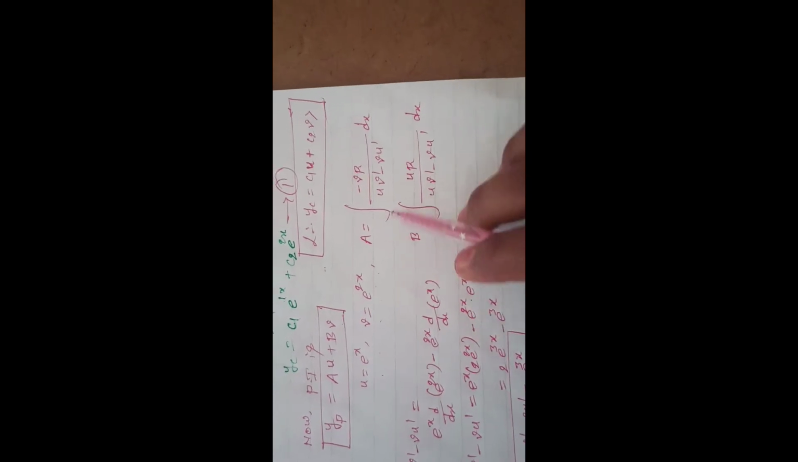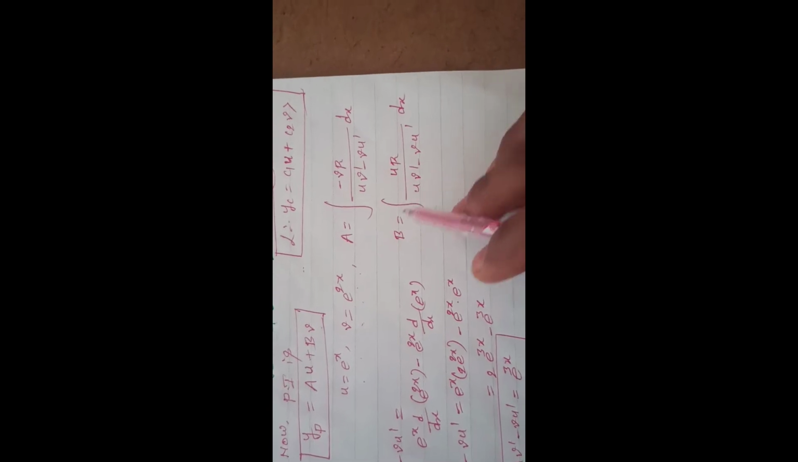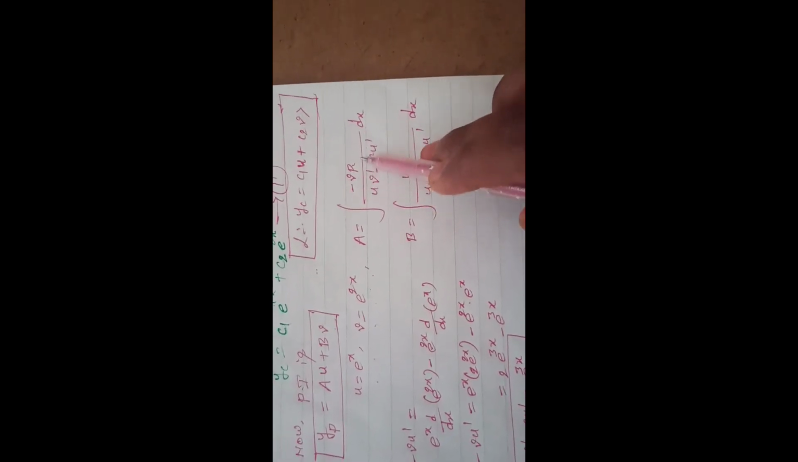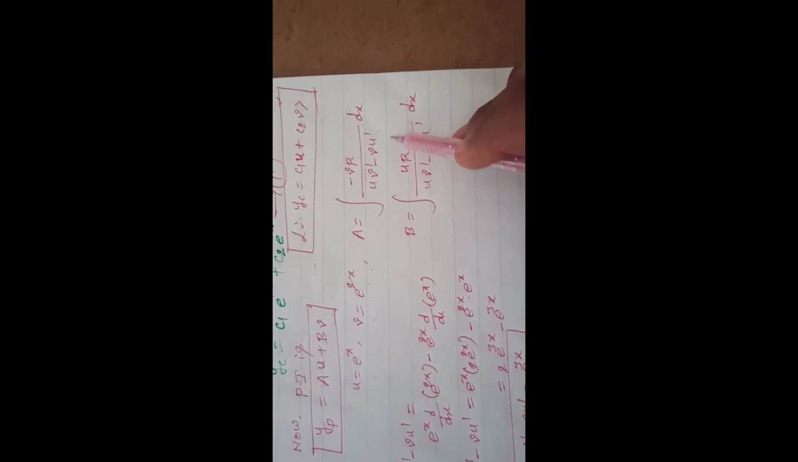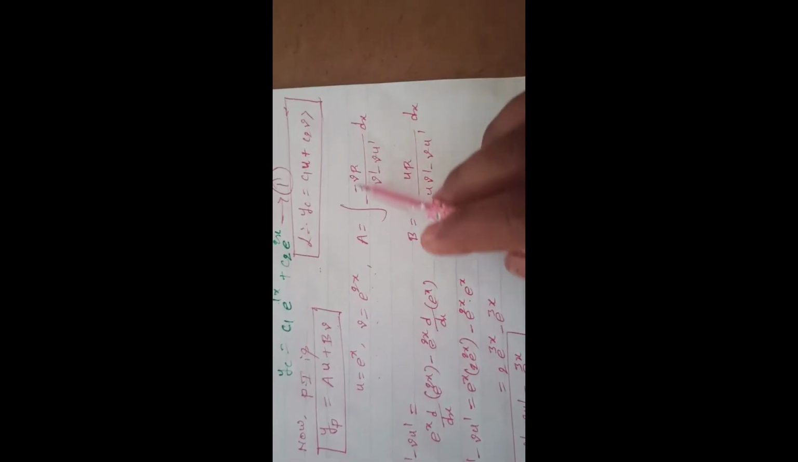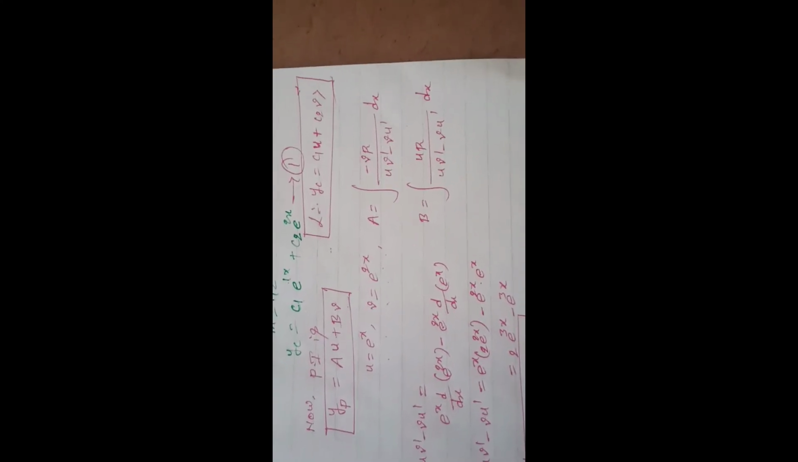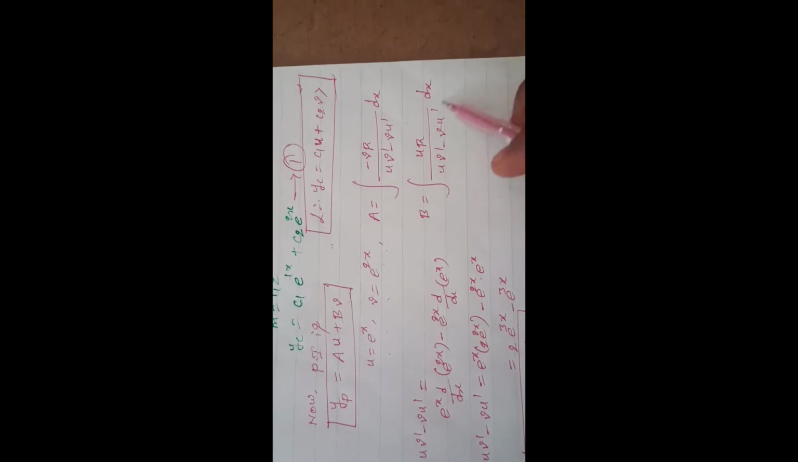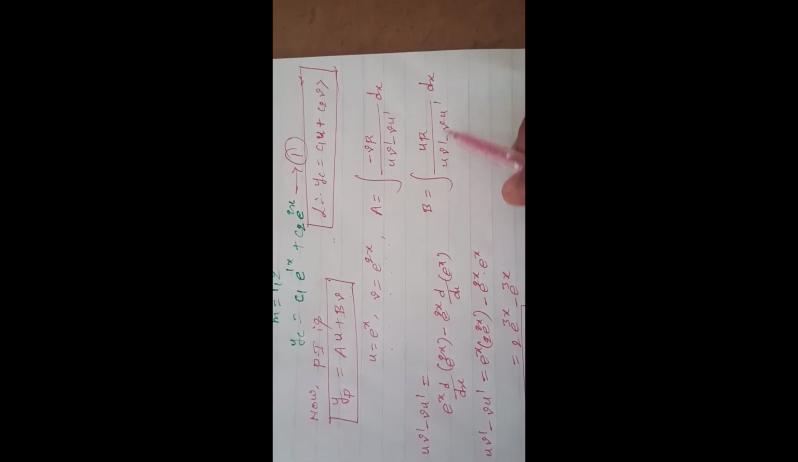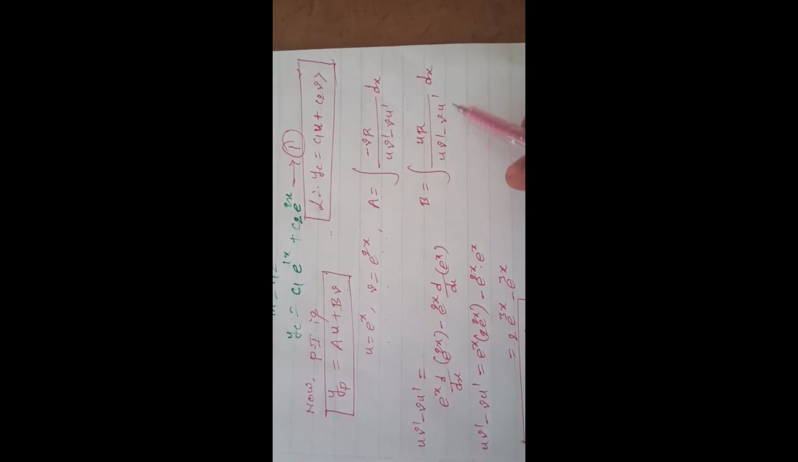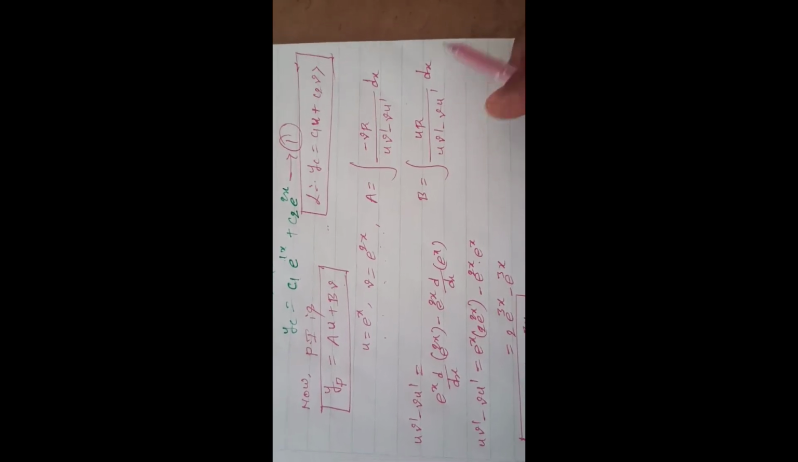Here A and B are functions of x. A is equal to the integral of −v r / (u v' − v u') dx. If you evaluate this, we will get A. If you evaluate this one, we will get B, which is the integral of u r / (u v' − v u') dx.